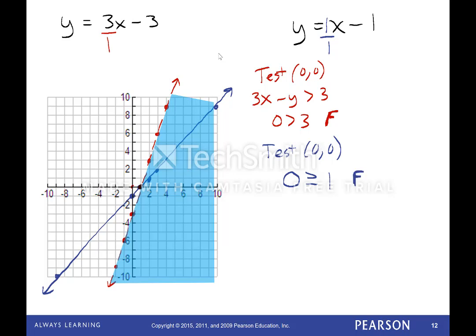I got F for false. Just being a little lazy here. All right, if that is the case, we're going to shade away from the 0, 0 marker. And what we have here is this little yellow shade that happens here.